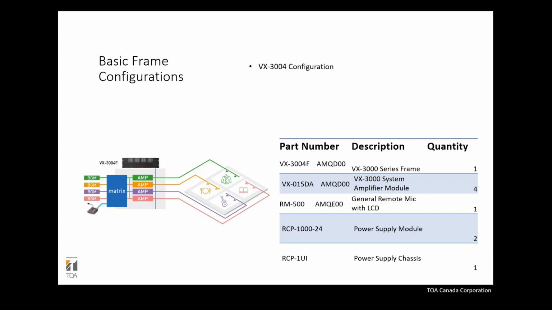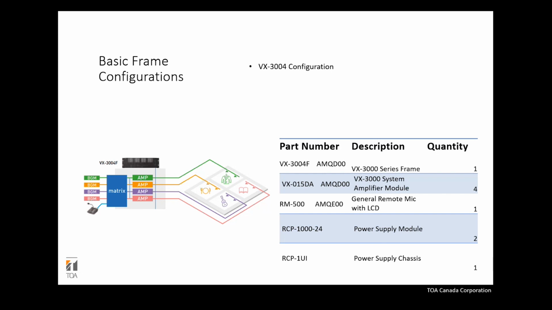As you can see here, this is one of the small subsystems that you might encounter often in any implementation of the VX3000. You have the single frame, the modules, 4 of them for this application. You have the remote microphone, RM300X or RM500X, or if it's only for emergency, you have the RM200 for that.